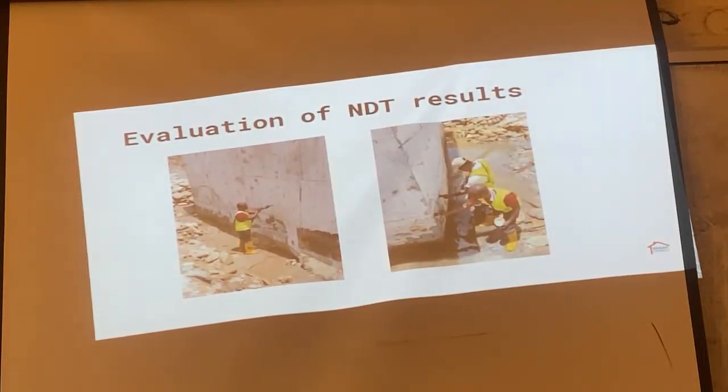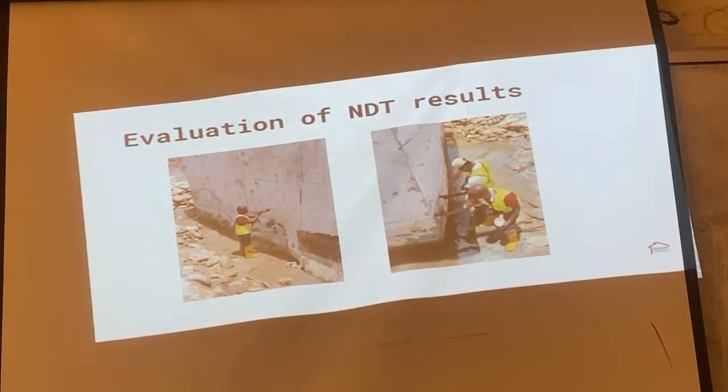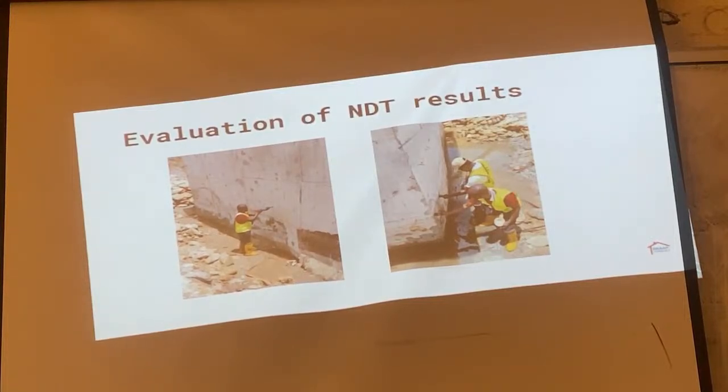So this is an image of one of our staff using a rebound hammer on the left-hand side, and on the right-hand side, using the UPV. And then we combine both readings together to produce a SonReb result, which is going to give us the comparative strength of this large, massive concrete structure.